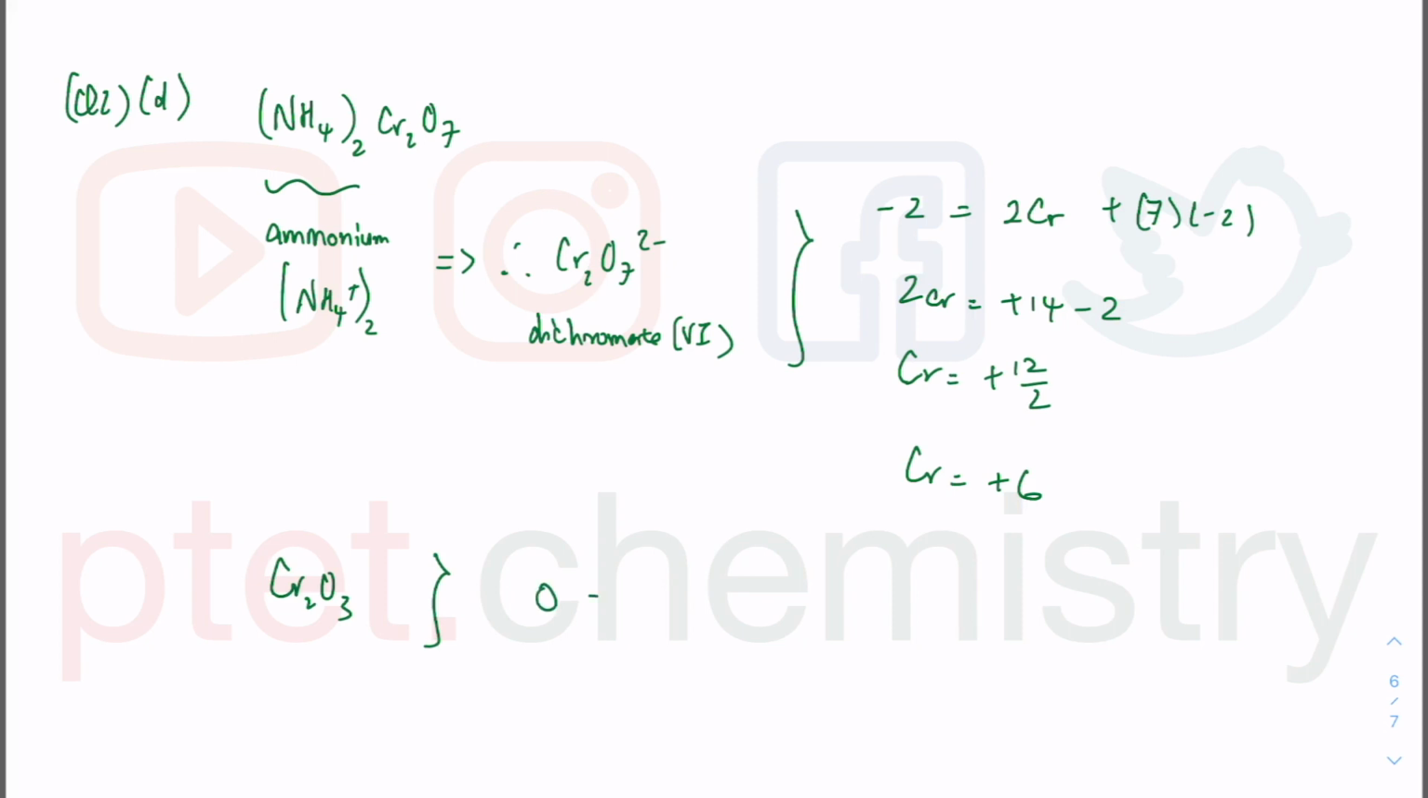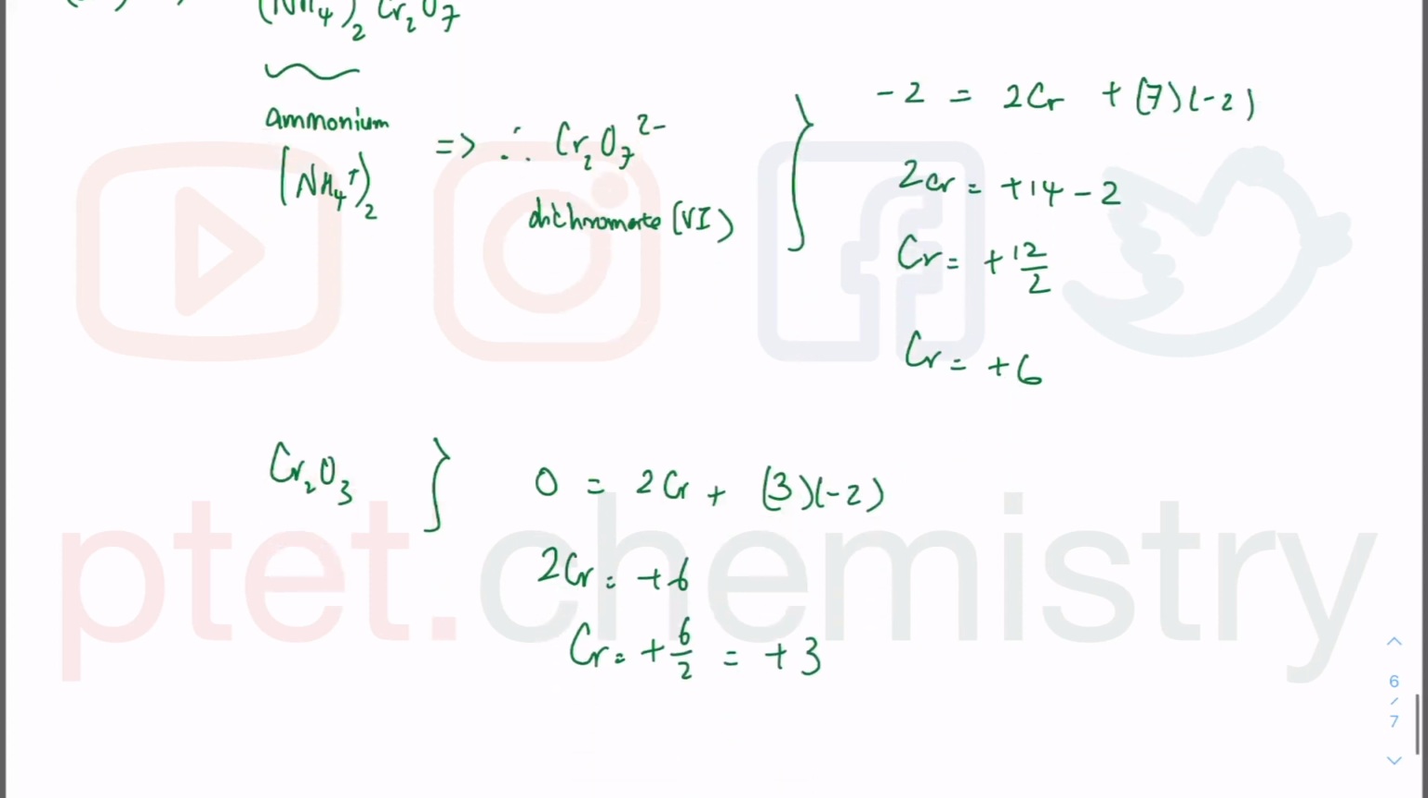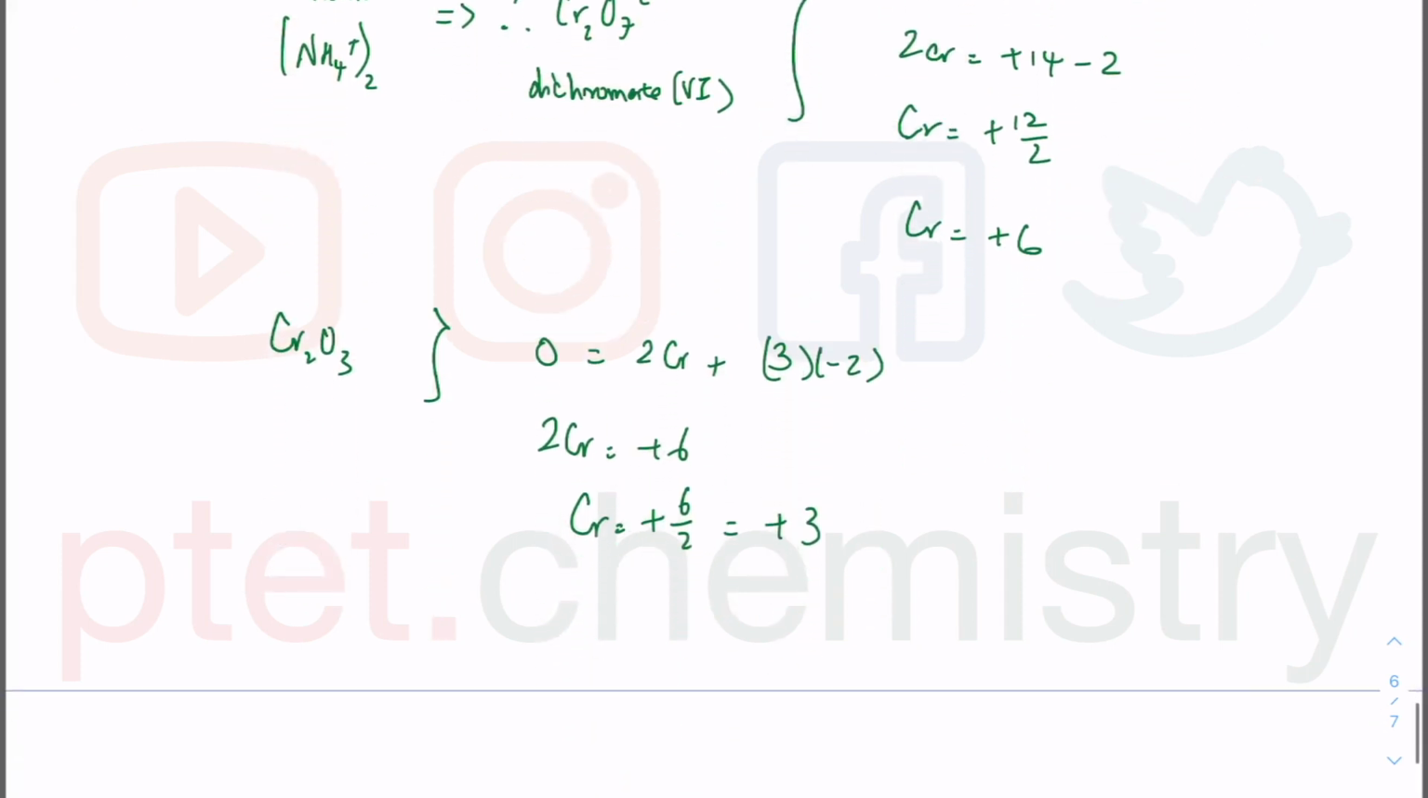Cr2O3, overall compound has no charge, so oxidation number is 0. I've got 2 chromium, I've got 3 oxygen, each of which is -2. So 2 chromium is +6, chromium is +6/2, chromium is +3 in Cr2O3.